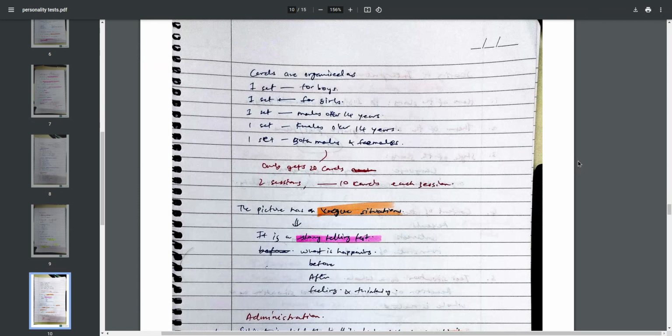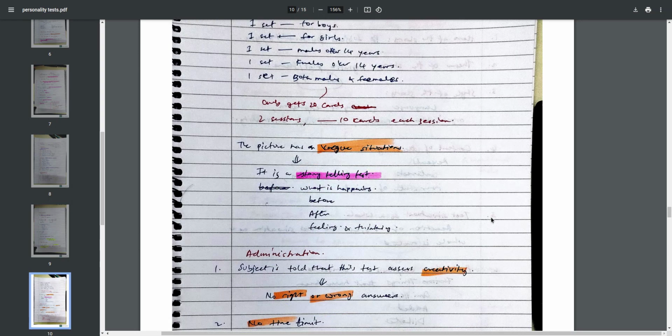The cards are organized into different sets. One set is for boys, one set is for girls, one is for females over 14, one is for males over 14, and one is for both boys and girls. So it's made so that one subject has no more than 20 cards. They have 20 cards, and this is conducted in 2 sessions with 10 cards each.